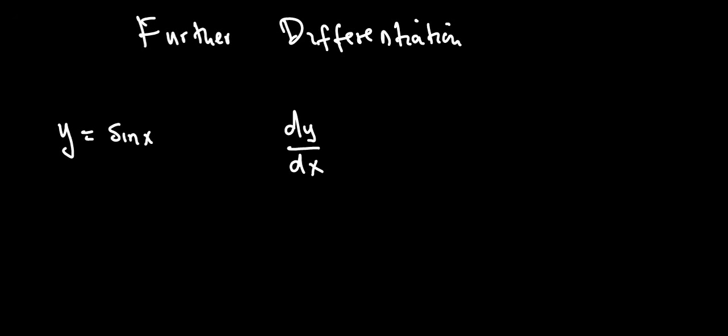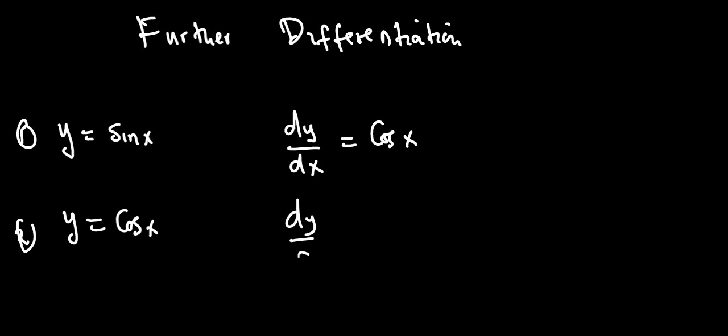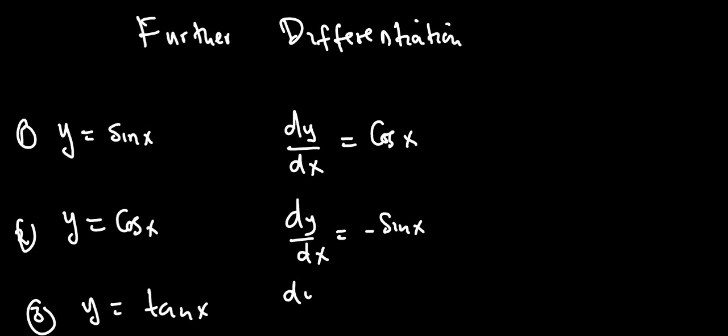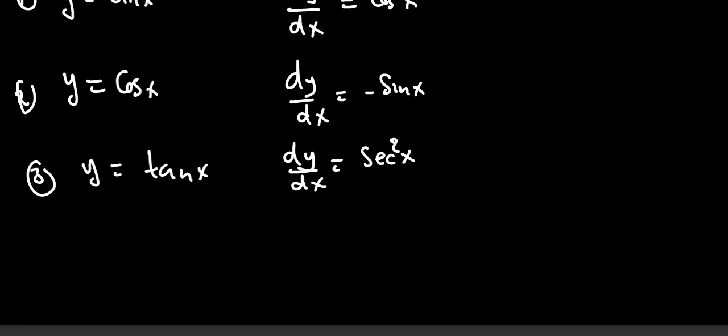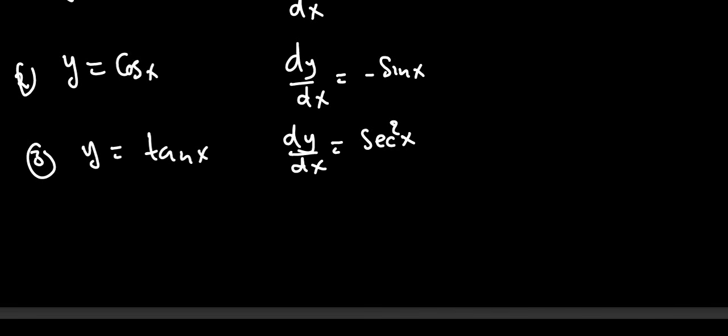The derivative of sine is simply cos. That's what you have. And the derivative of cos is negative sine. And the third one, you have the derivative of tan. dy dx of tan is just sec squared. It's easy to prove because you can use quotient rule, because tan is the same as sine over cos.